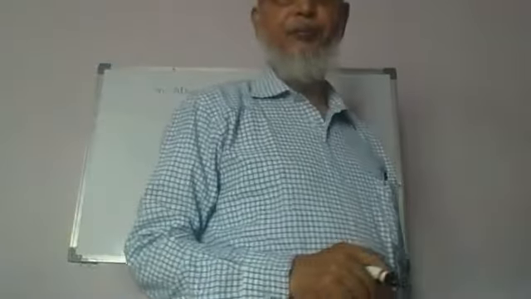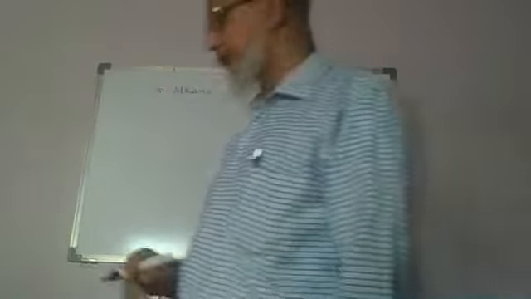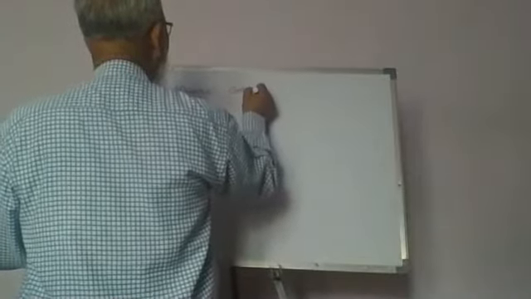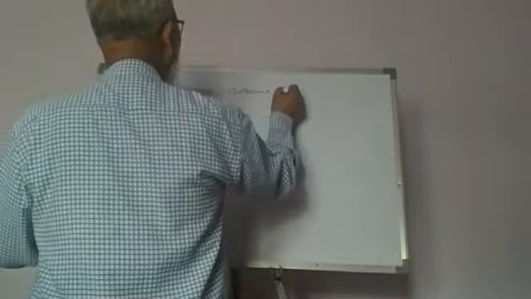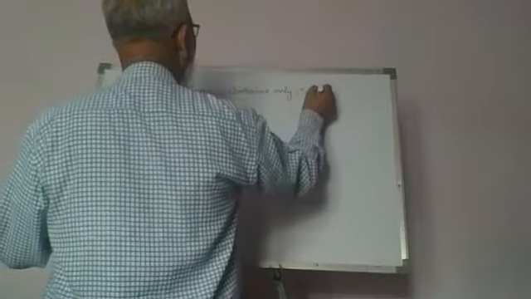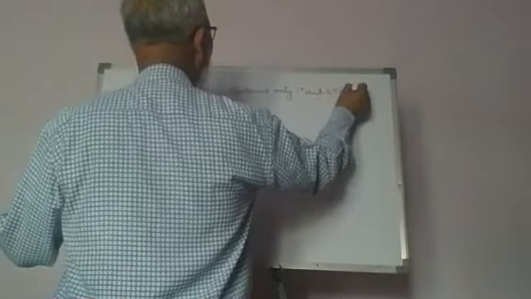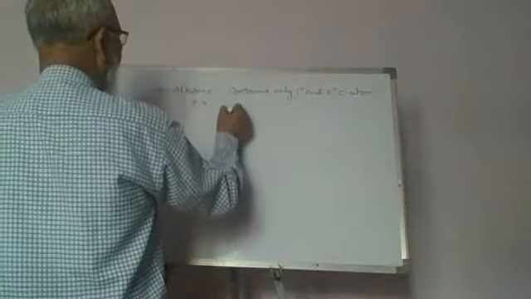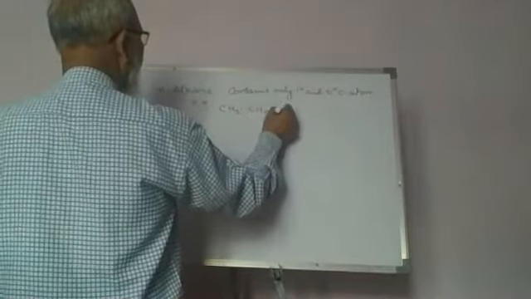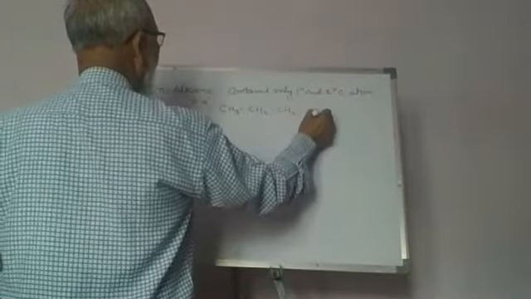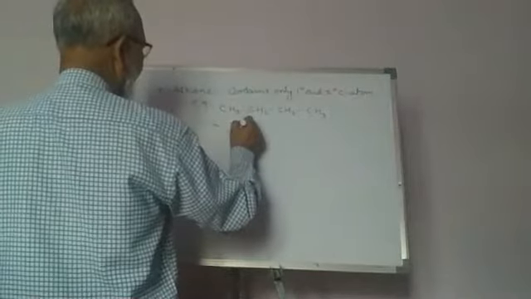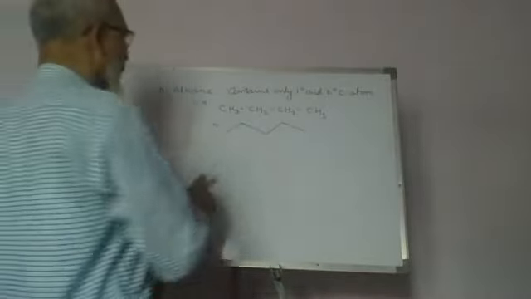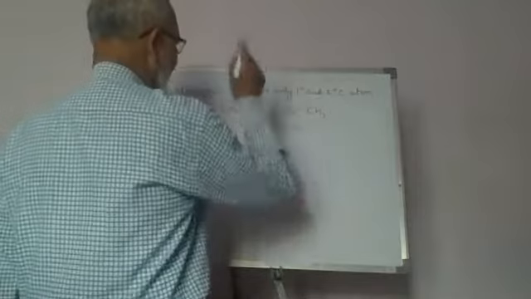N-alkane contains only primary and secondary carbon atoms. For example, CH3, CH2, CH2, CH3. In bond line notation, this may be represented like this. This is your N-pentane. This is primary, this is secondary, this is secondary, this is primary.